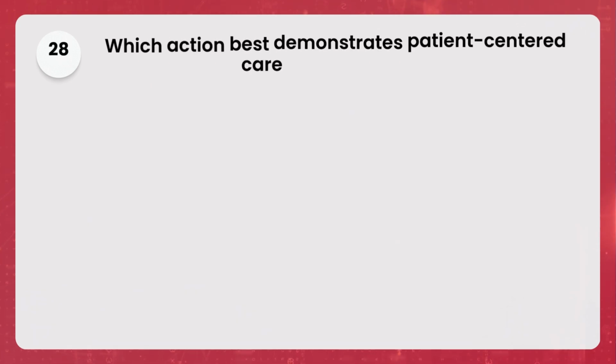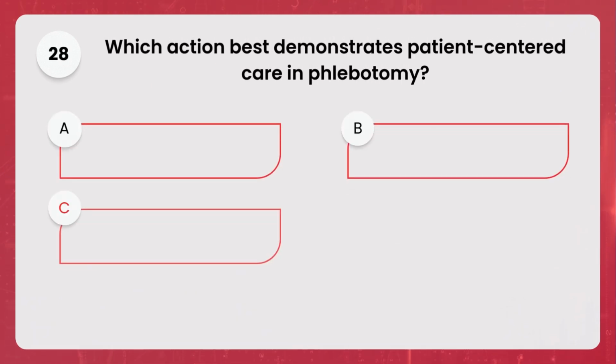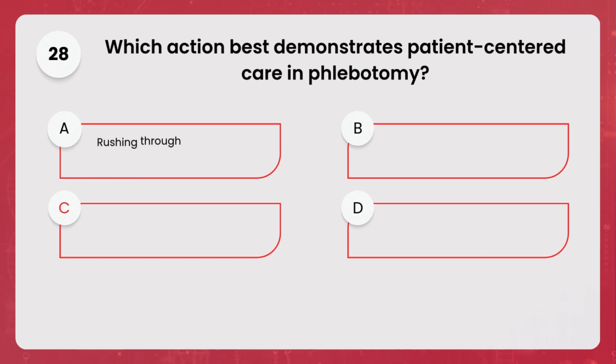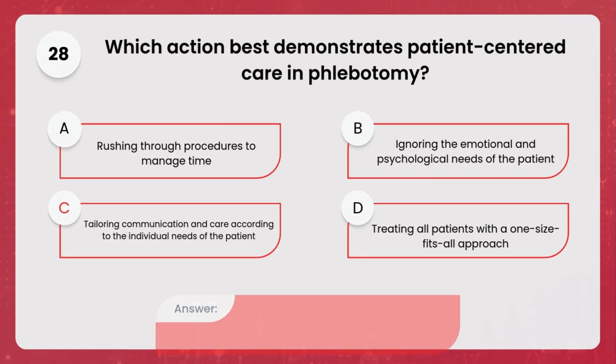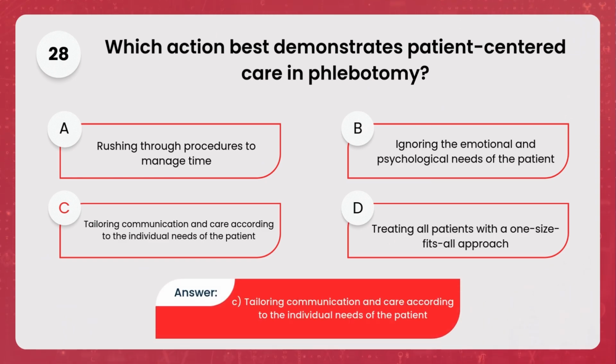Number 28. Which action best demonstrates patient-centered care in phlebotomy? A. Rushing through the procedures to manage time. B. Ignoring the emotional and psychological needs of the patient. C. Tailoring communication and care according to the individual needs of the patient. D. Treating all patients with a one-size-fits-all approach. The answer is C. Tailoring communication and care according to the individual needs of the patient.